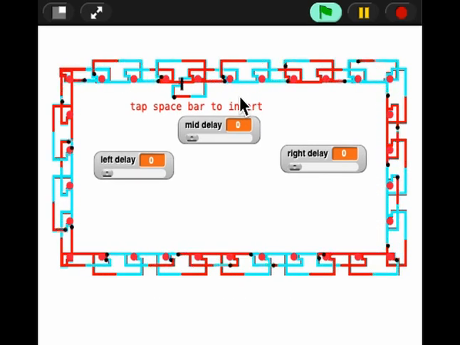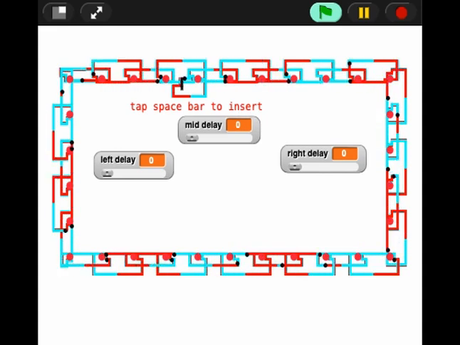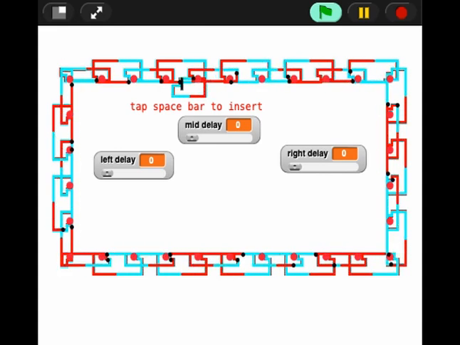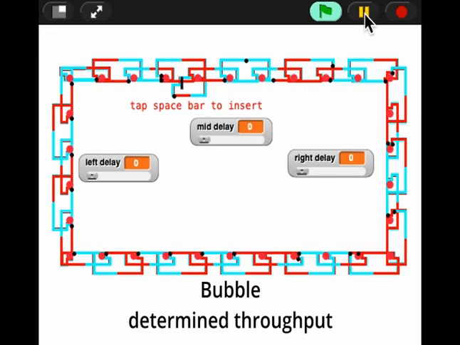Okay, let's add 4 more wavefront pairs to the ring. 1, 2, 3, 4. So now there are 11 wavefront pairs in the ring, 22 wavefronts, leaving room for 8 bubbles.